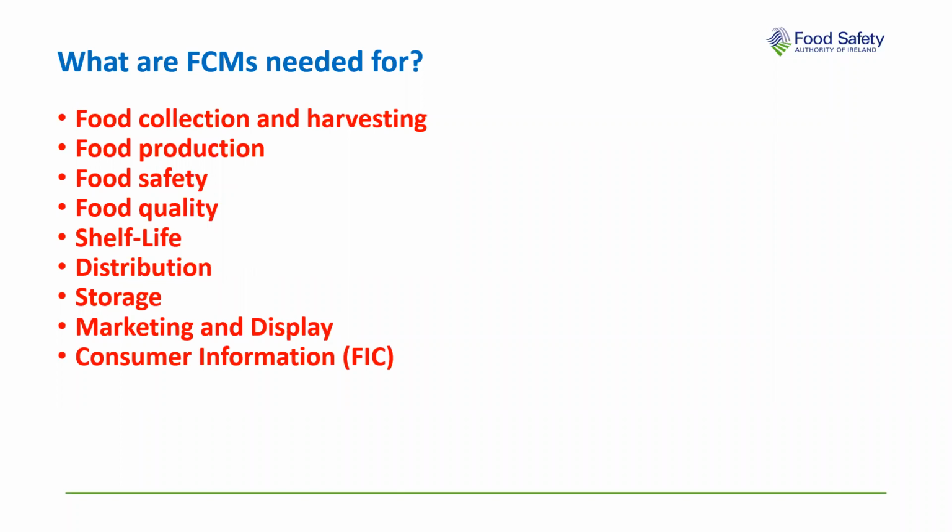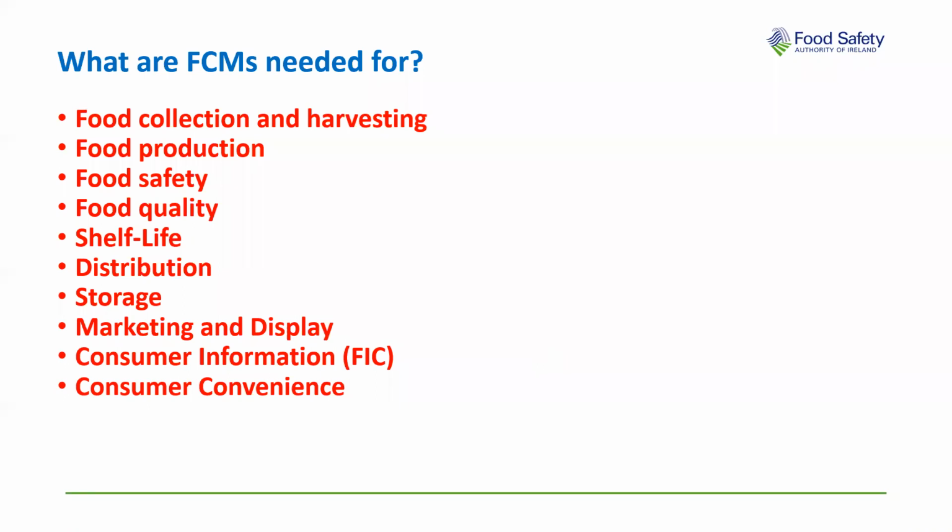They're needed to provide consumer information. An important role of food contact materials, particularly in packaging, is this provision of information to the consumer, which we call FIC. And this is information which the consumer can read on the packaging, such as nutritional declarations, instructions for cooking, ingredient declarations, and so on. So it's very important in that particular role.